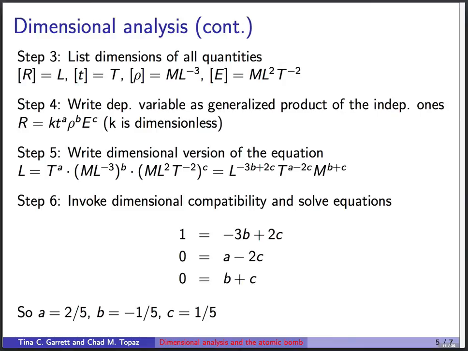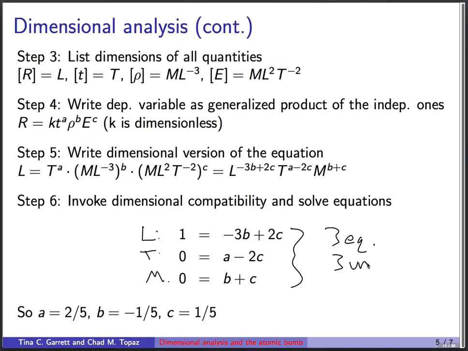The next step is to actually invoke dimensional compatibility, right? The dimensions of what's on the left have to equal the dimensions of what's on the right. And so we do that for each of L, T, and M. If we look at L, there's 1 power of L on the left, and on the right there's minus 3b plus 2c. There are no powers of T on the left, so 0. On the right we have minus 2c. And for mass, we have 0 powers of M on the left, and on the right we have b plus c. So we get this system. This is 3 equations and 3 unknowns. They're linear equations. You can solve them using your favorite method. You find these values here.